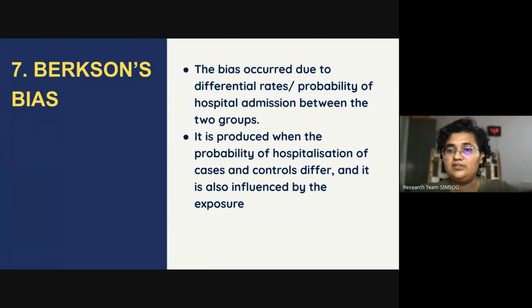Okay, quick summary. Can anybody tell me what were the three types of biases that we talked about today? You can just write one bias if you can't remember all three.